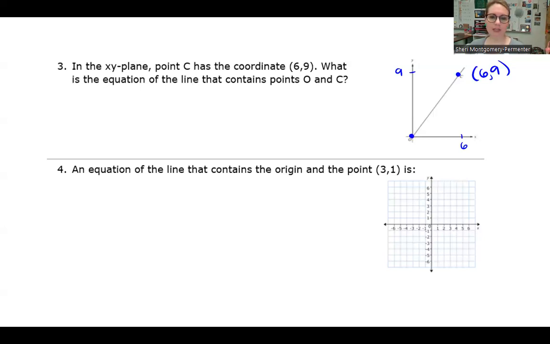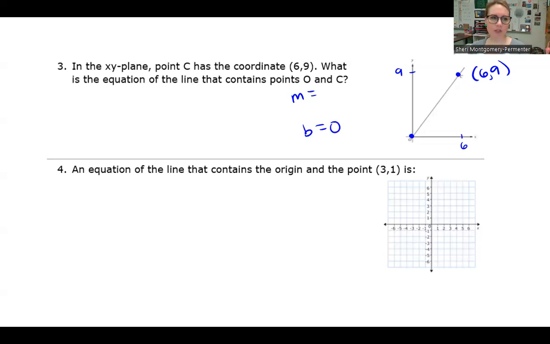It wants us to find an equation. To have an equation, we need 2 things. What are the 2 things we need? y equals mx plus b. What are the 2 things we need? Yeah, y-intercept and slope. So we need m and b. We need to know what is m and what is b. For this one, the b or the y-intercept is pretty easy. Where does it go through the y-axis? 0.